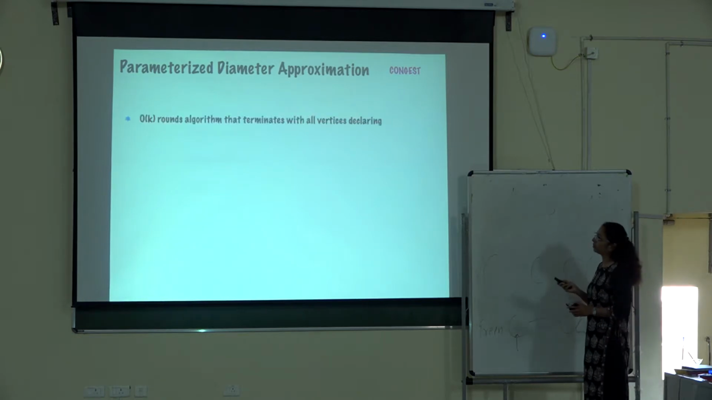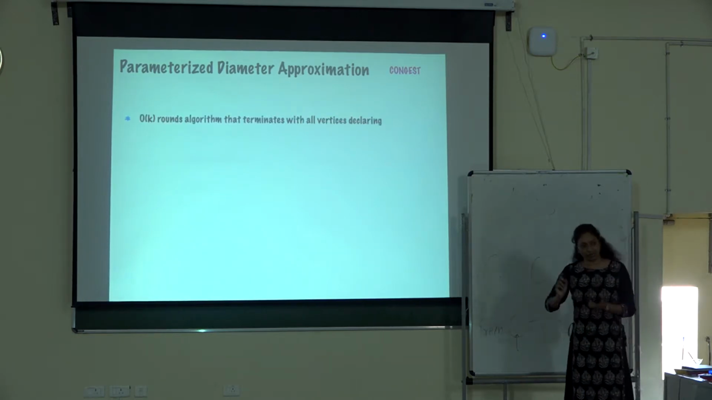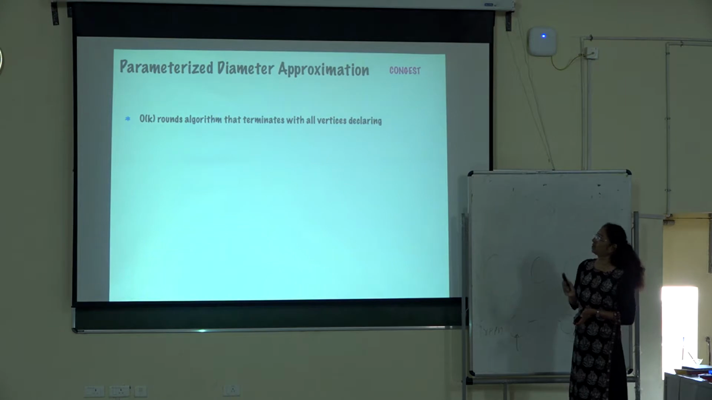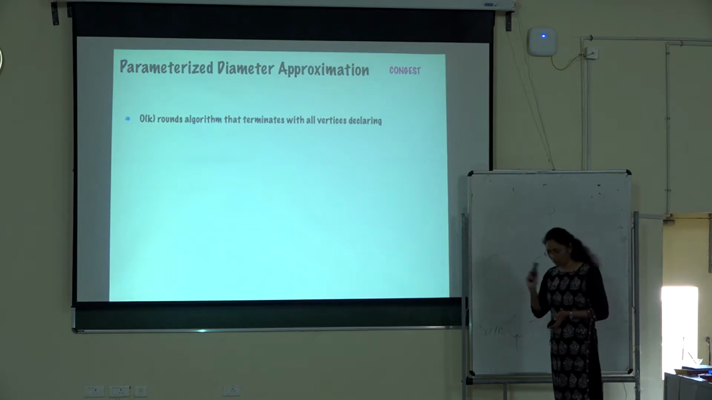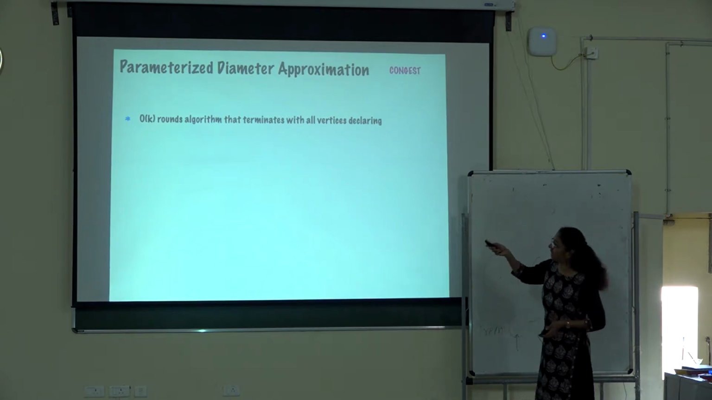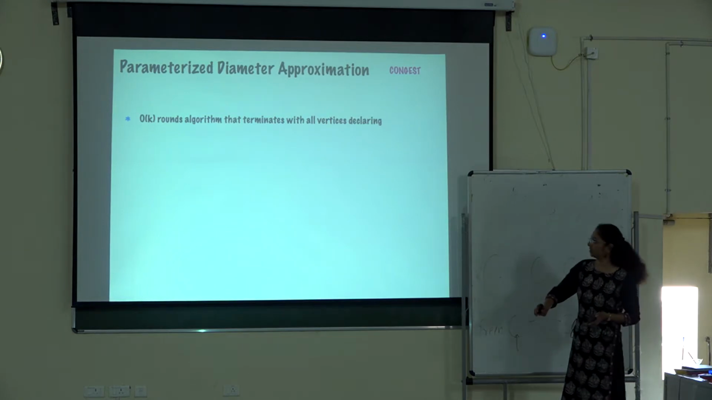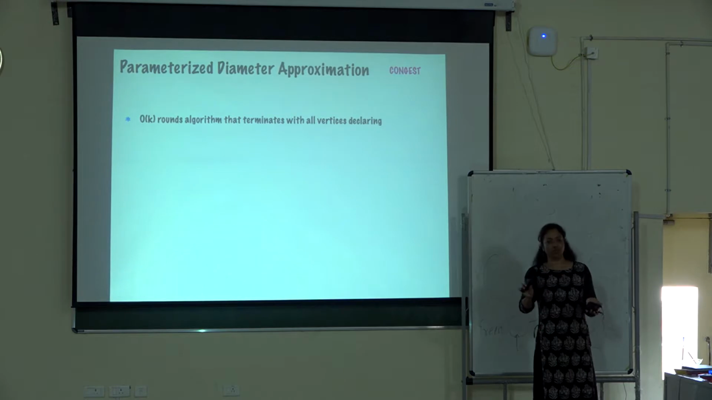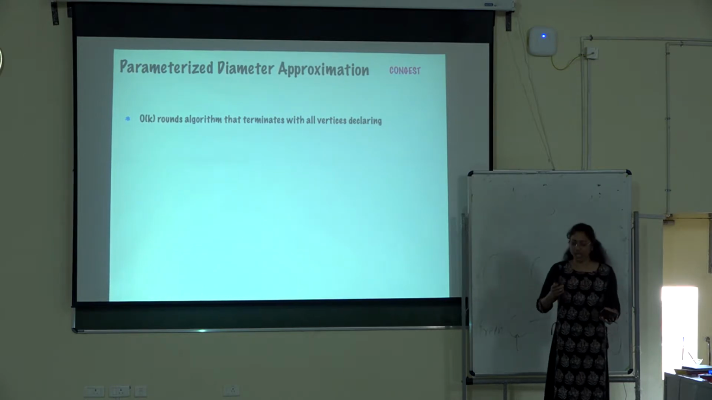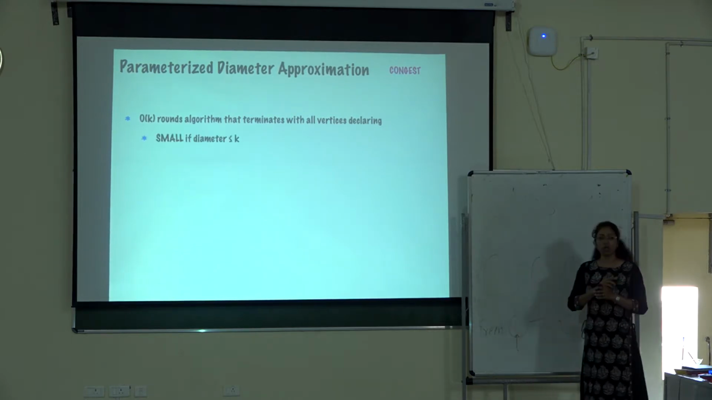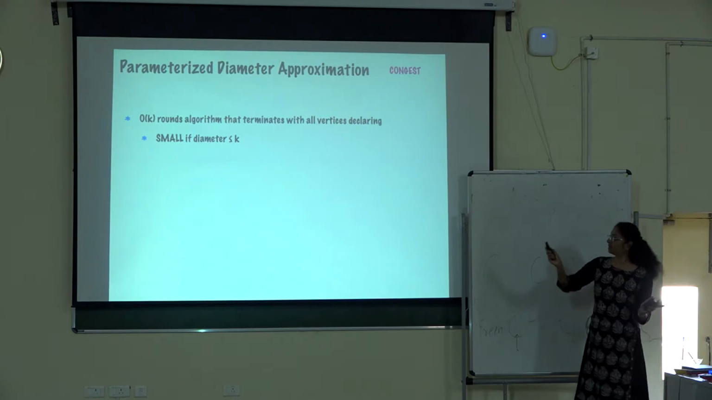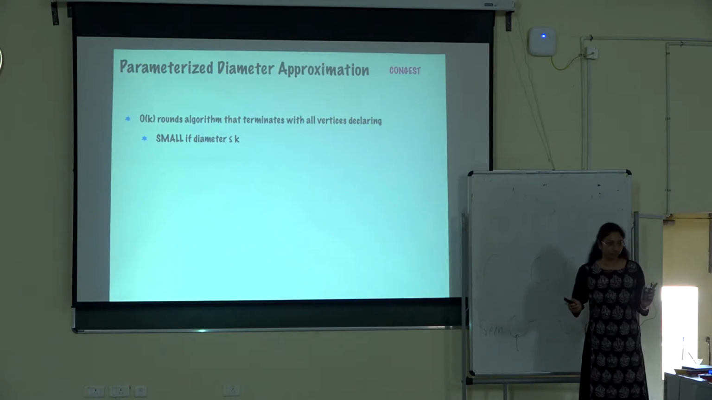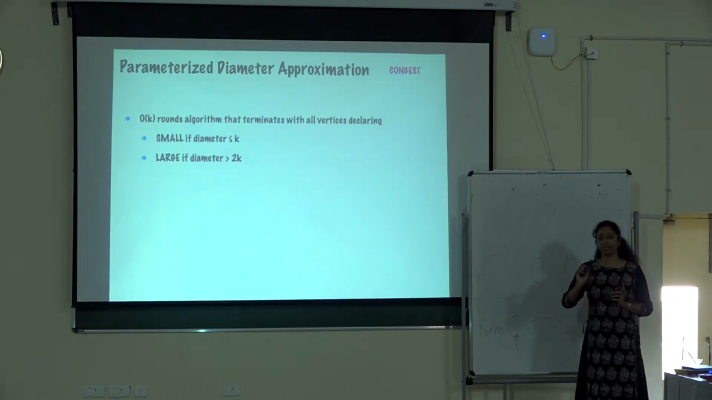So for that, an intermediate, auxiliary problem that's used is parameterized diameter approximation. That is, the authors give an order k rounds, or let's say k rounds algorithm. There is a deterministic algorithm that terminates in k rounds. At the end of k rounds, all vertices will say small if the diameter of the graph is at most k. All vertices will say large if the diameter of the graph is greater than 2k.